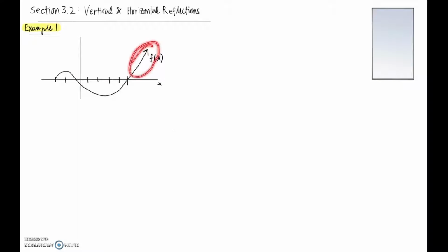This part of the function has some more positive y values, so maybe this is a y value of 2. It's going to get reflected across the x-axis, and this y value of 2 is now going to become negative 2. And so this part of the function is going to get reflected, and it'll look like this. So the whole function will look something like this. This part will become these values.